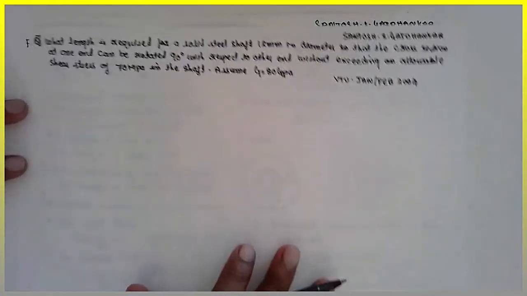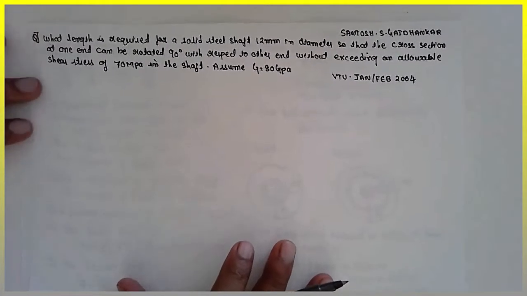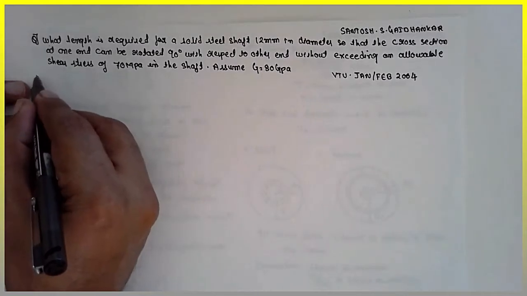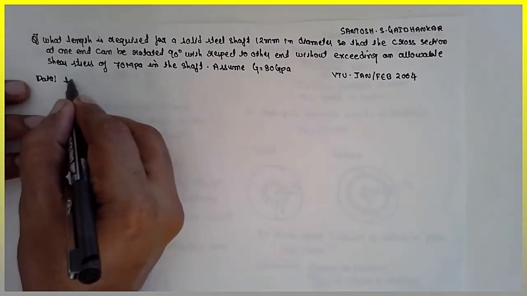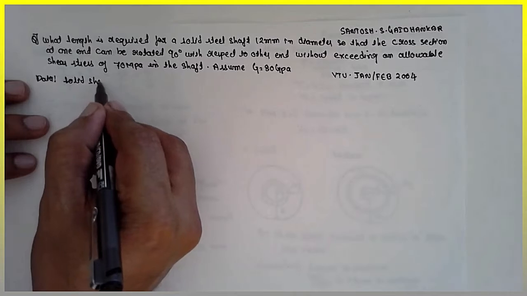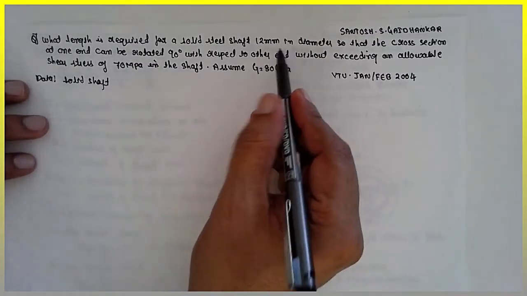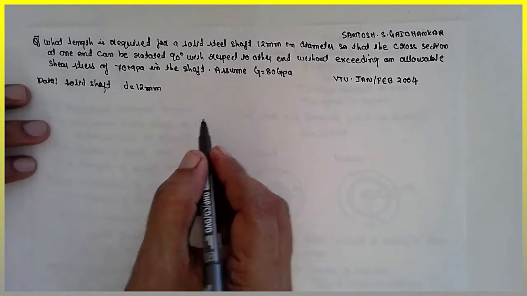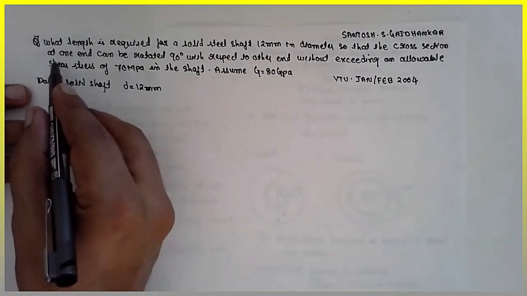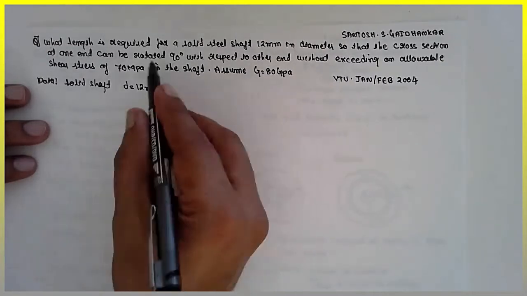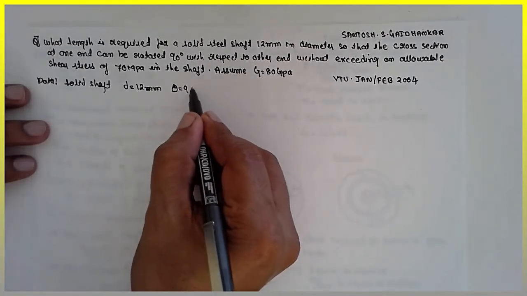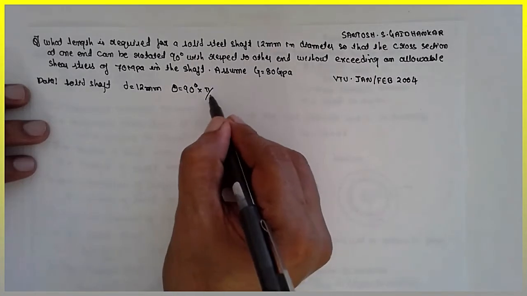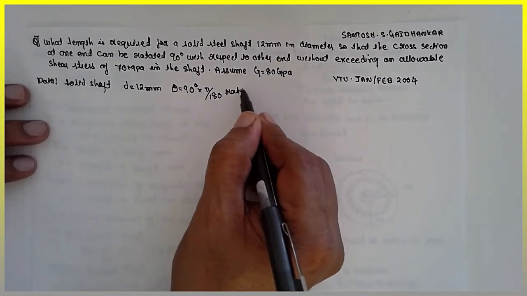This is the first problem. What is the length required for a solid steel shaft? First, it is a solid one. Data: it is a solid shaft. Diameter is 12 mm, where small d refers to the diameter, so that the cross section at one end can be rotated 90 degrees. Theta is equal to 90 degrees. We have to express it in terms of radian, that is pi by 180, so you will get it in terms of radian.